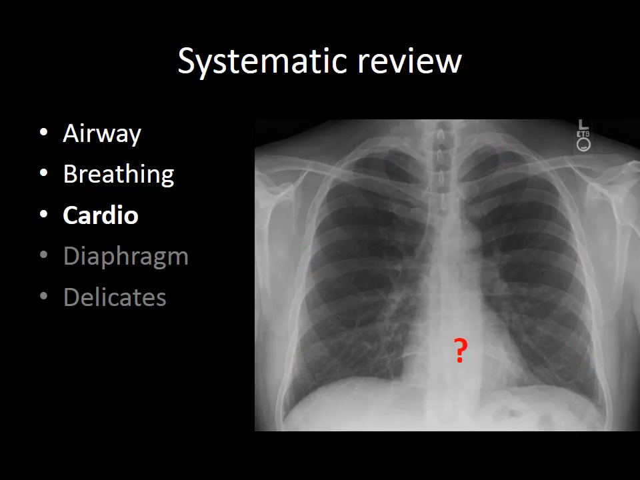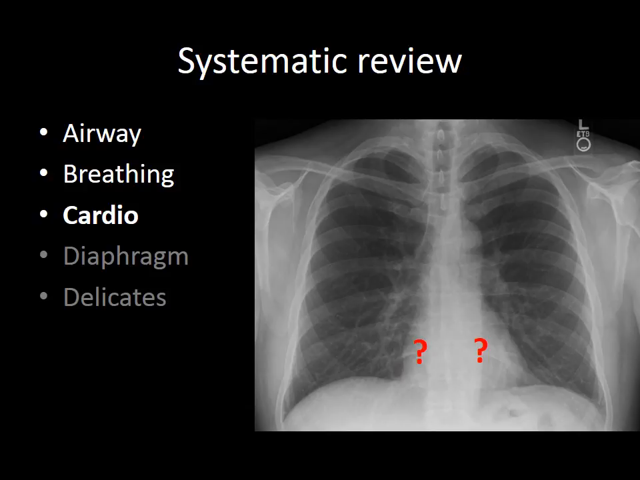Cardio: is there any cardiomegaly? Can you see the normal borders of the heart clearly? If not, consider consolidation or collapse. Are the cardiophrenic angles clear? Masses or pericardial cysts can obliterate this space.